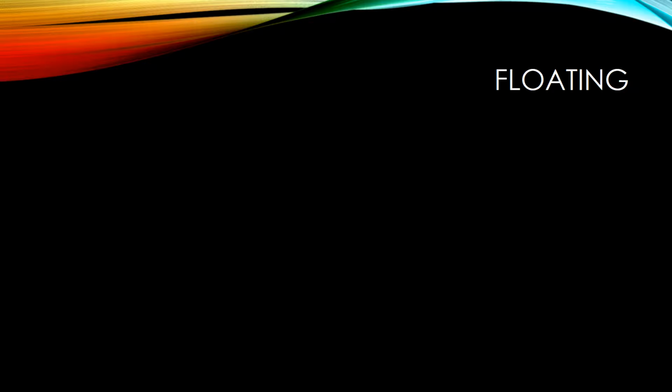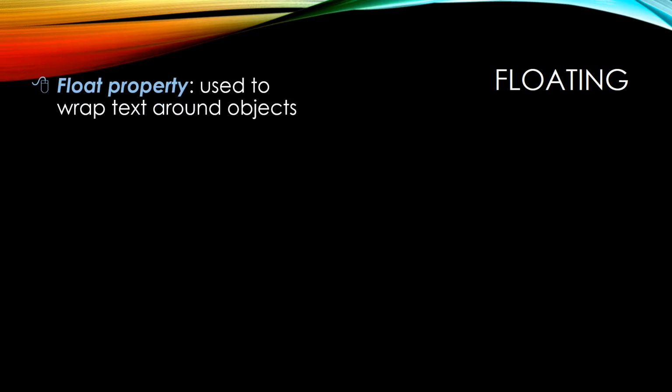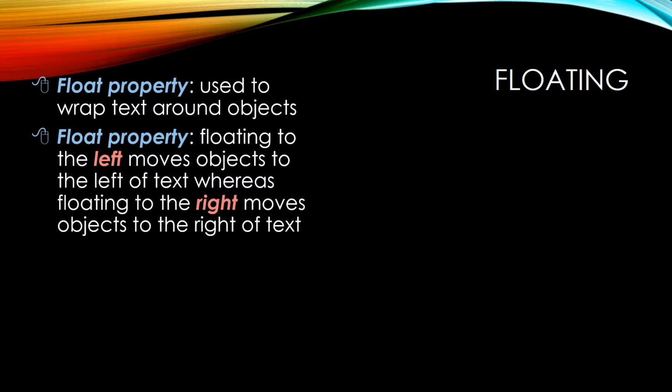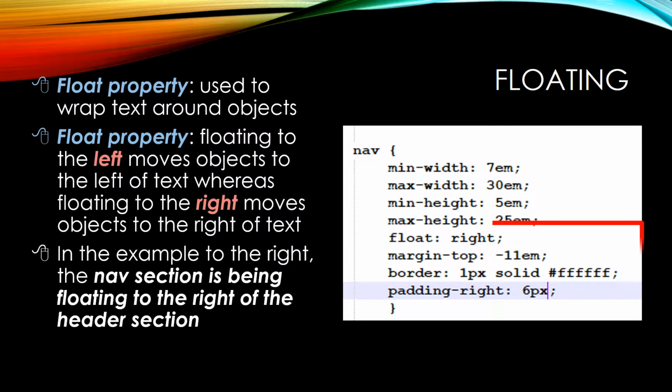Floating is another property that you need to be aware of. The float property is used to wrap text around objects, in other words, to move them. The float property will float an image to the left of the text, whereas if you use float right, it will move the object to the right of the text. In the example to the right, the nav section is being floated to the right side of the header section.